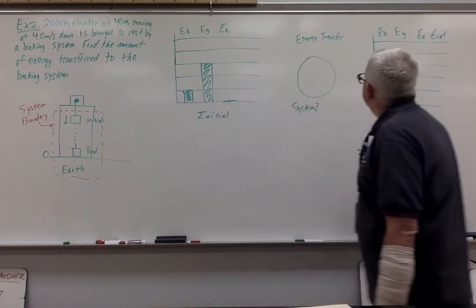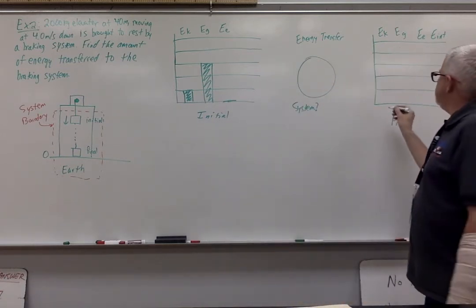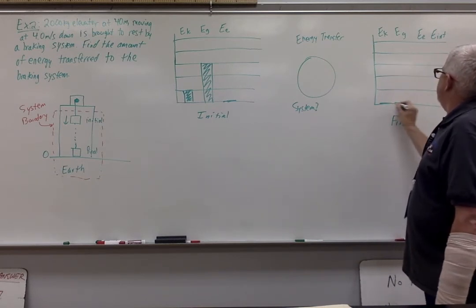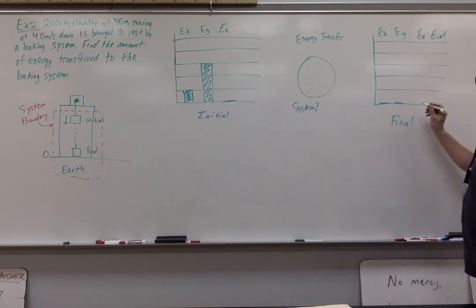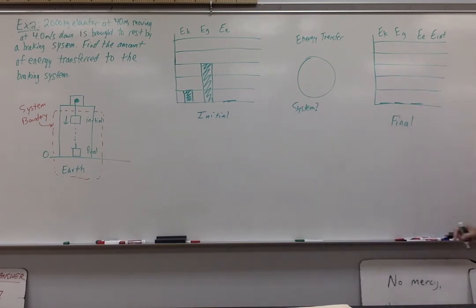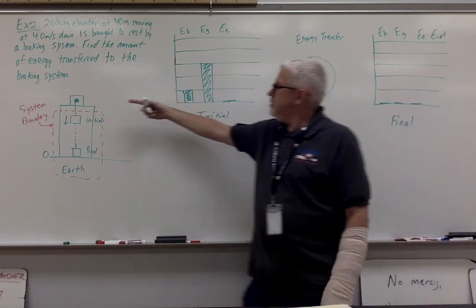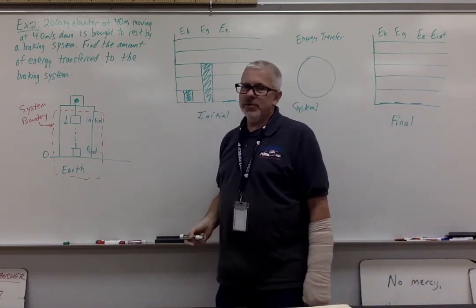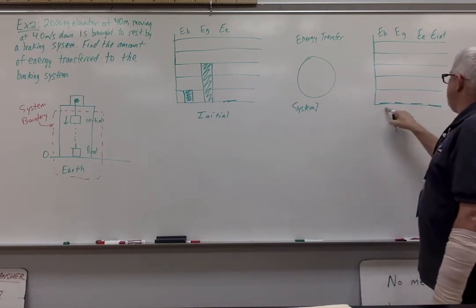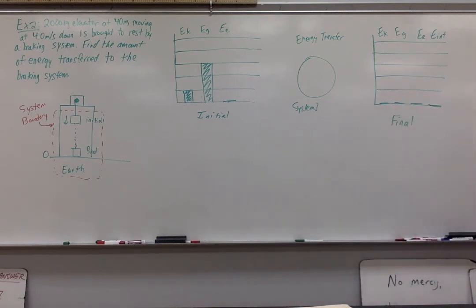What about at the end? Well, at the end, it's on the ground, it's not moving, it's not elevated, there is no spring or elastic potential energy. Well, there is friction, because there's a braking system, but is that in my system? The braking system is outside my system, so I don't think that heat is in my system. So I'm going to have 0, 0, 0 for all these.